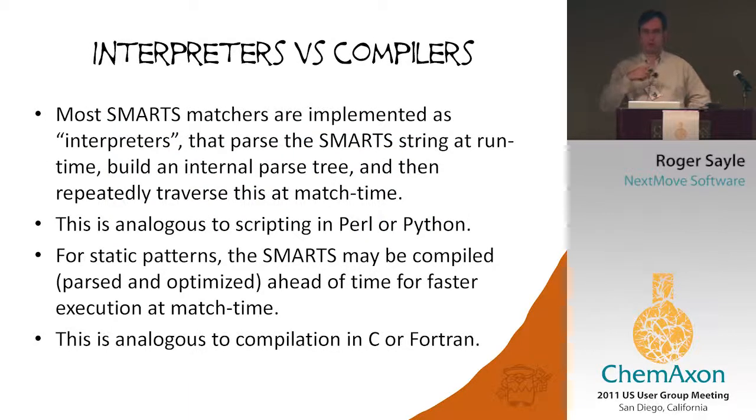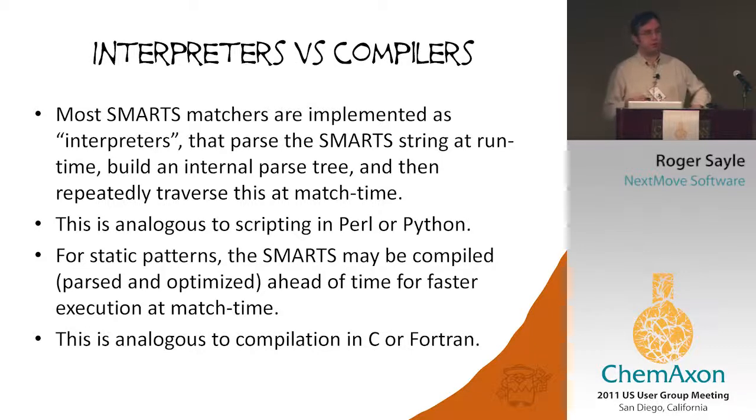But of course, the solution to this problem is what in computer science is the difference between interpreters and compilers. Most SMARTS matchers are implemented as interpreters. So in ChemAxon at runtime, the SMARTS is read in, a data structure is constructed in memory, and that is traversed multiple times in order to do the match. And this is analogous to the way that Perl and Python act as scripting languages in computer science.